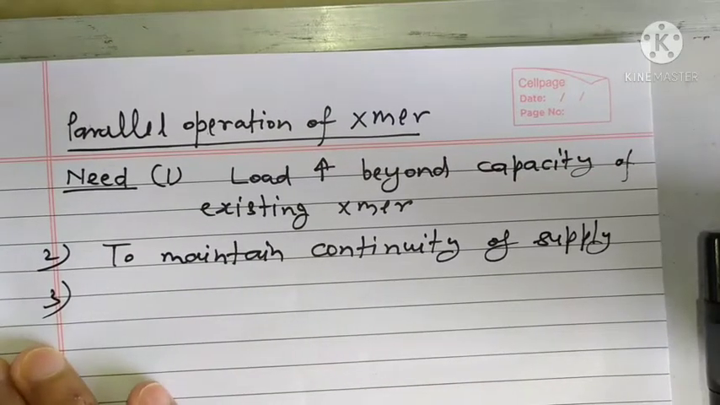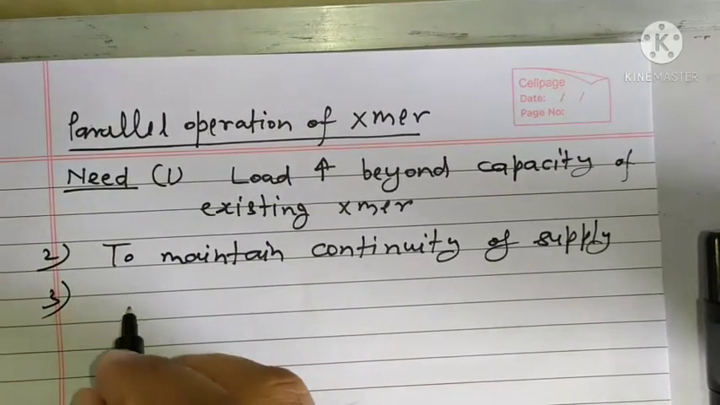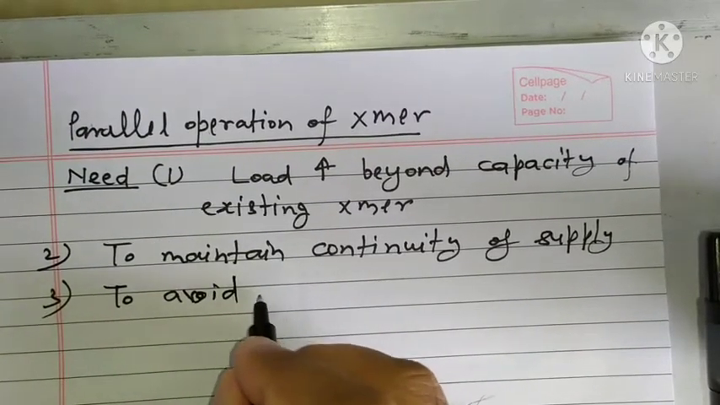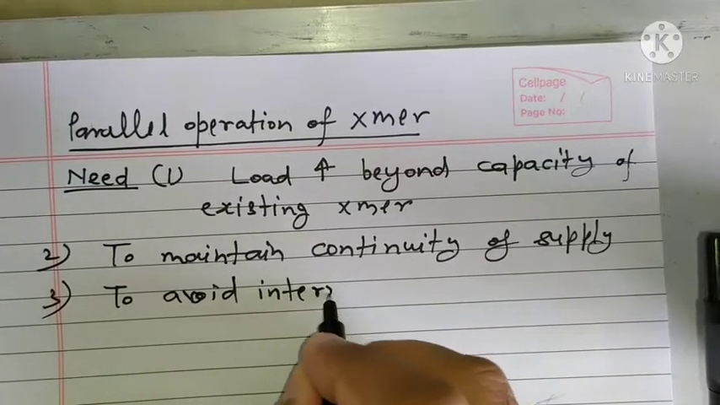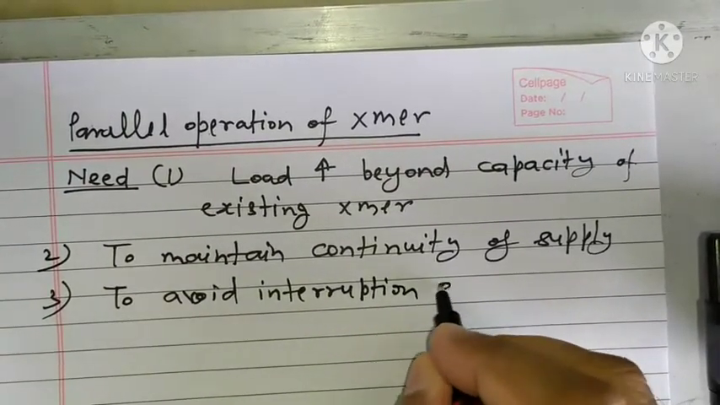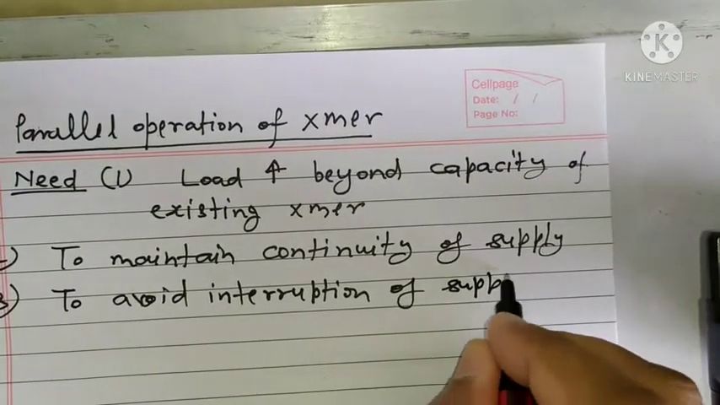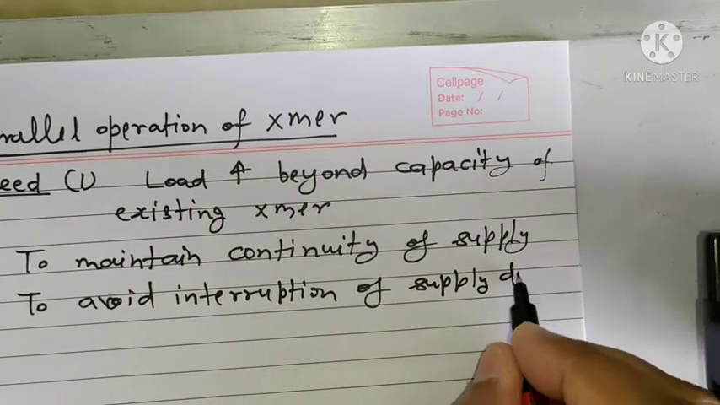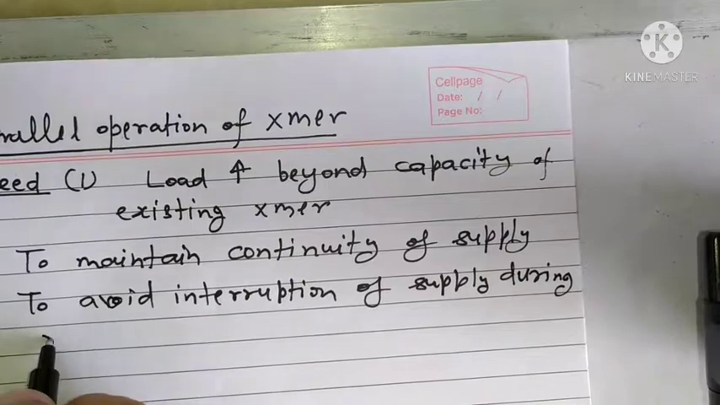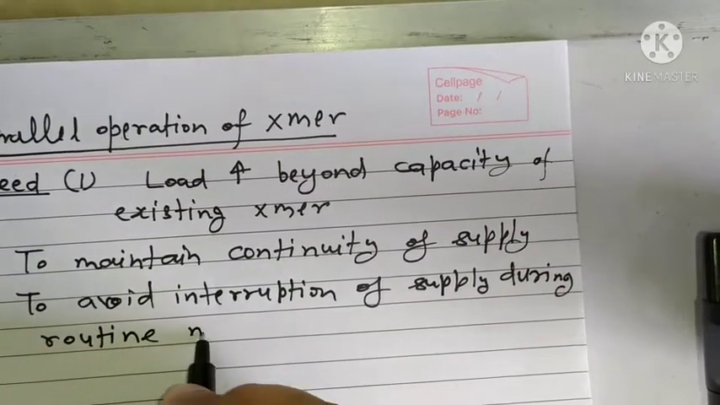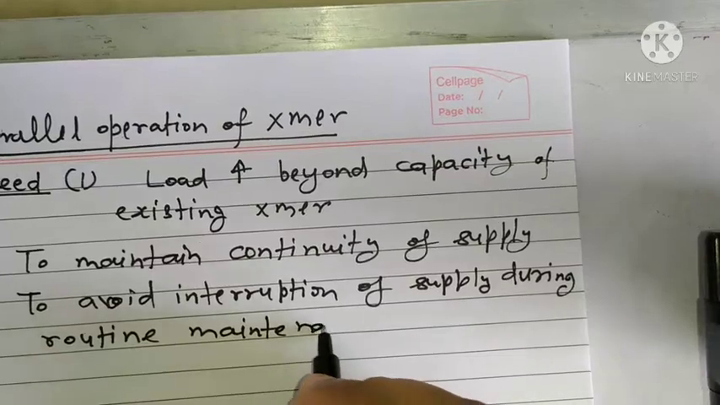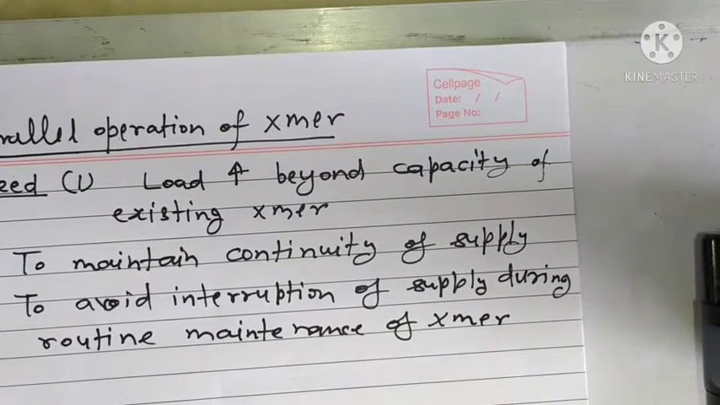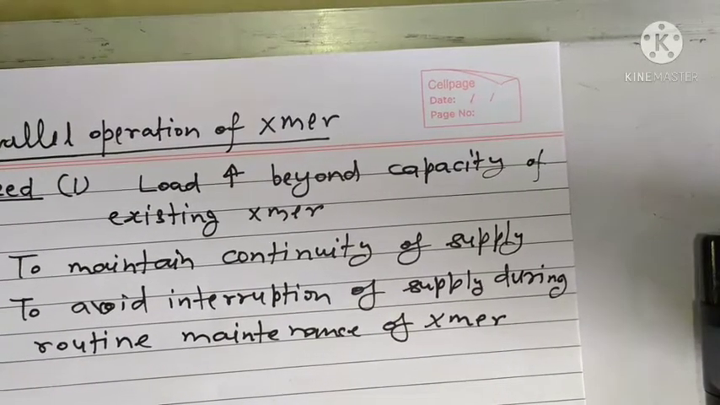Third need will be to avoid interruption of supply during routine maintenance of transformer, right? So these are the needs due to which we require parallel operation of transformer.